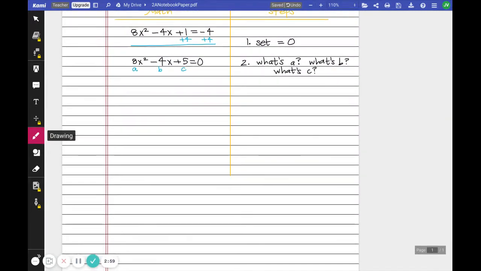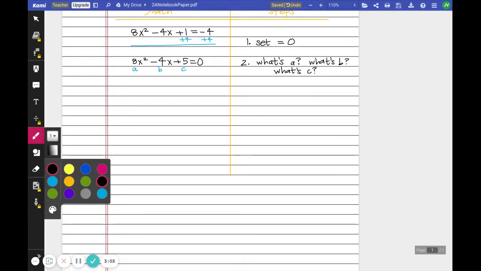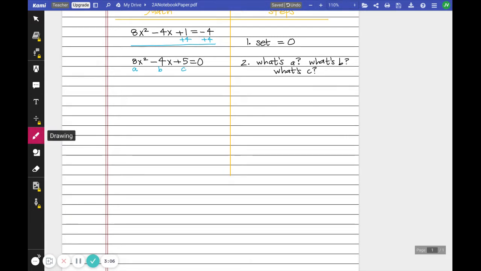Cool. Step 3, copy down the formula. I know some of you think it's dumb, and you're like, no, I got this. Well, I believe in you, but copy down the formula. So there it is.